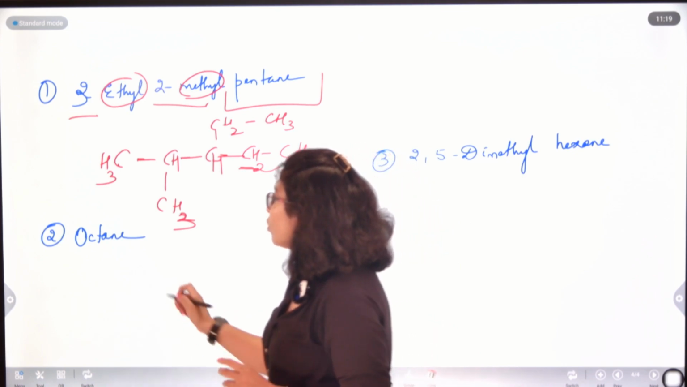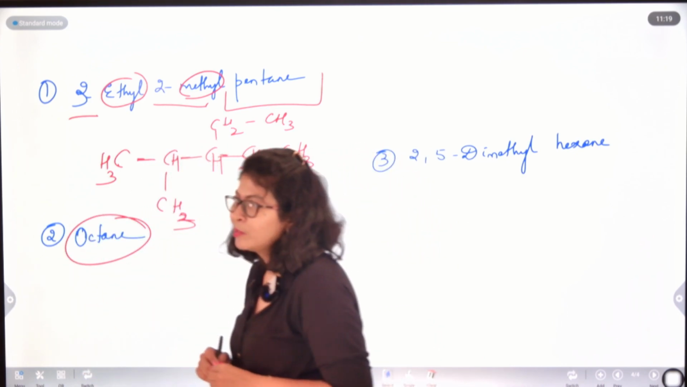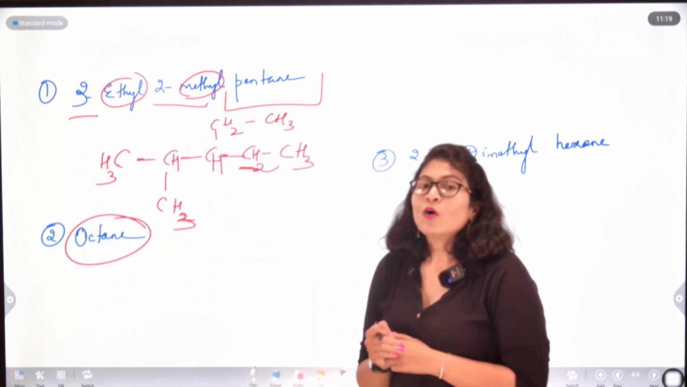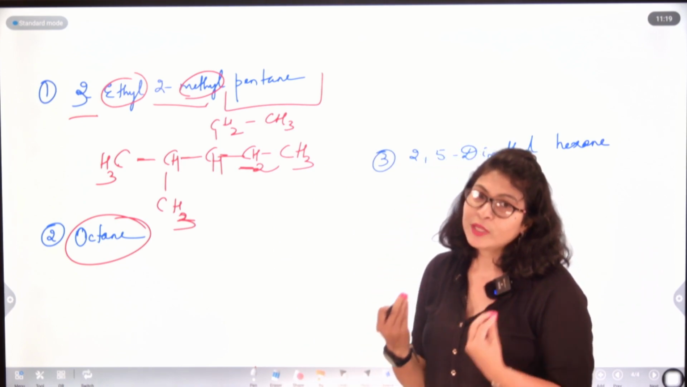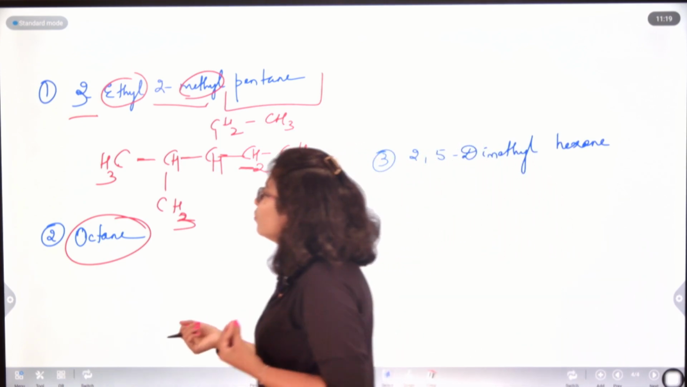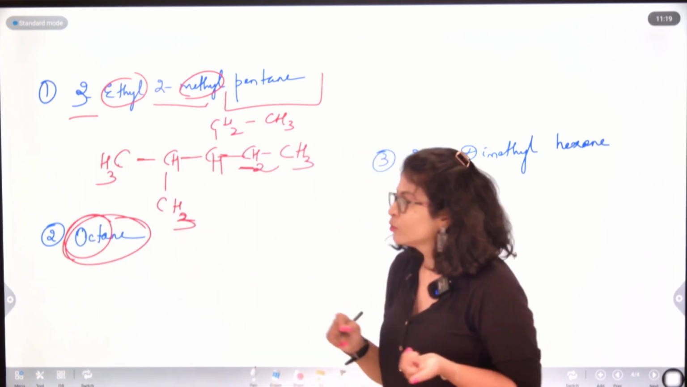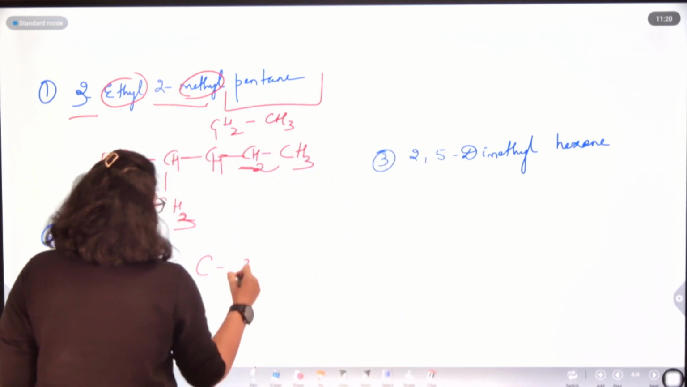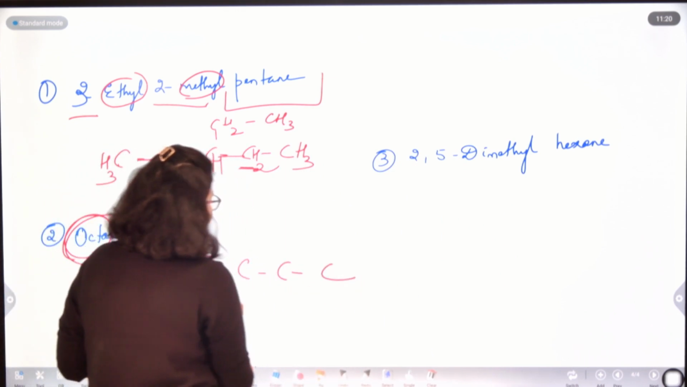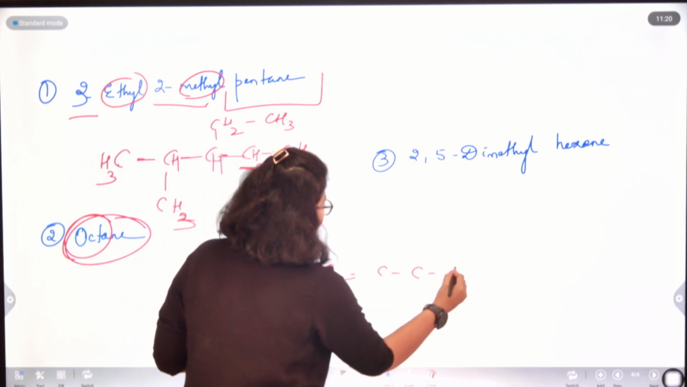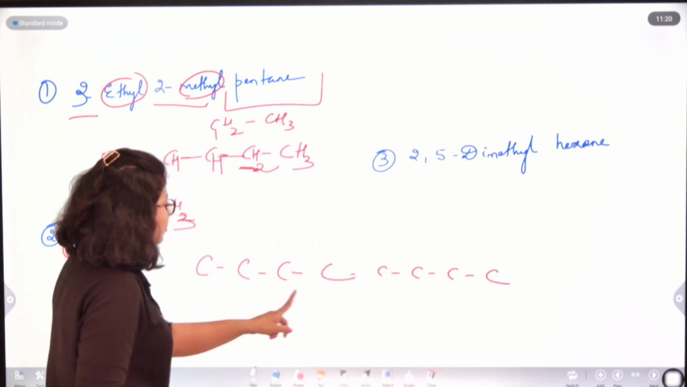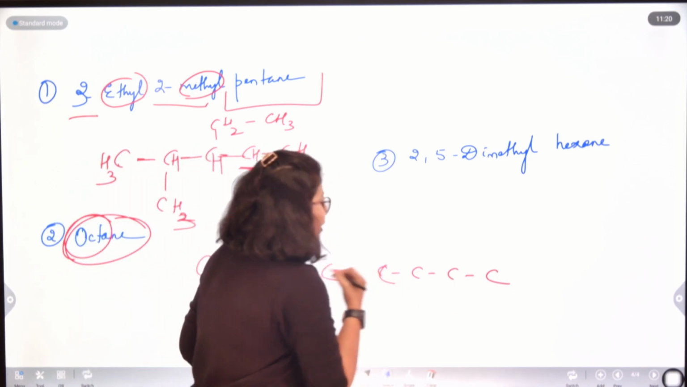So the next is octane. Okay, it's a pretty simple one. There is no branching here. Simply we have to name the alkane here. So we are having octane, where oct stands for 8 carbon atoms. So I will write 8 carbon atoms in a chain. Yeah, all my 8 carbon atoms are done.